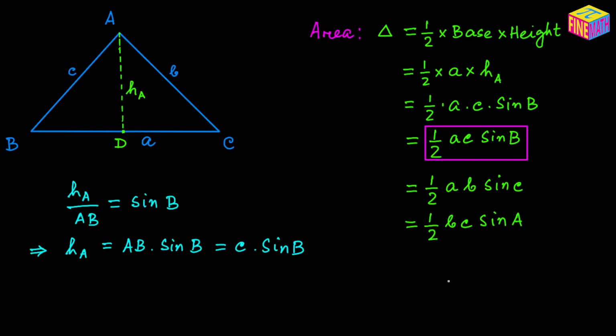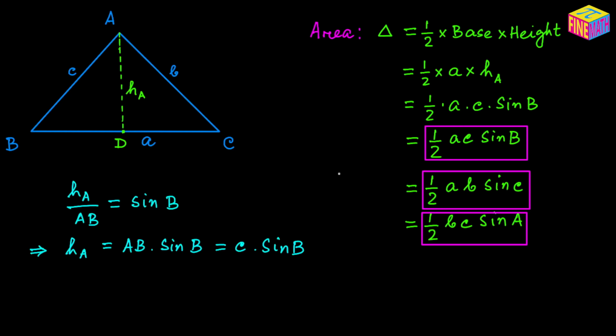To prove the other two cases, we have to drop a perpendicular from B onto AC, and also we have to drop a perpendicular from C onto AB. Then we will be able to calculate the area of the same triangle, and they all will be equal, right? So as you can see, the area of a triangle is actually half of the product of any two sides and then times the sine ratio of the angle contained by those two sides.